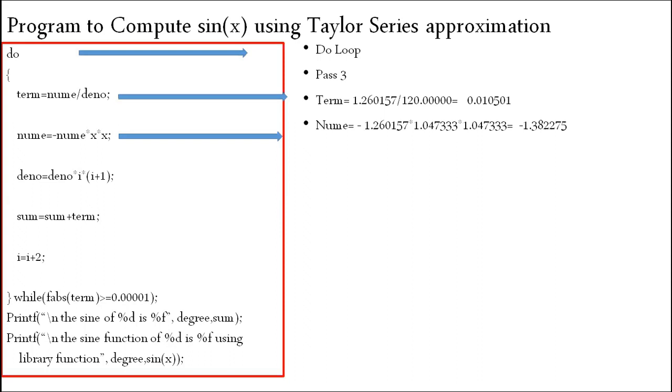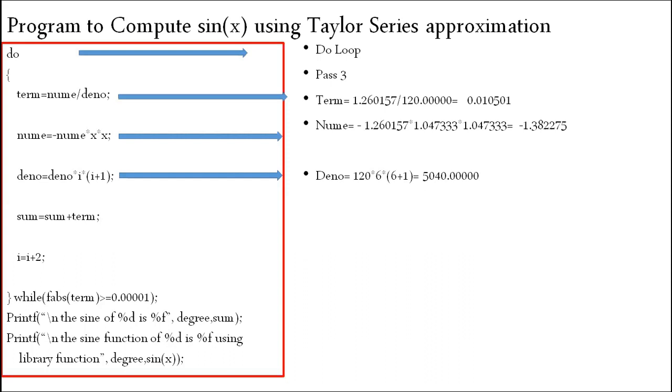After going with the numerator, I want to go with the denominator, but in the numerator the exponent value is 7. Even my denominator also goes with 7 factorial. So how will we get 7 factorial? It is denominator into I plus 1. So the denominator value is 120.